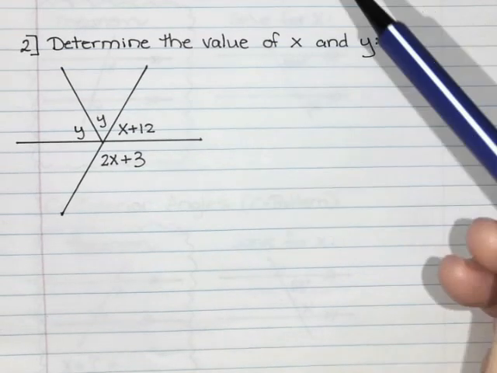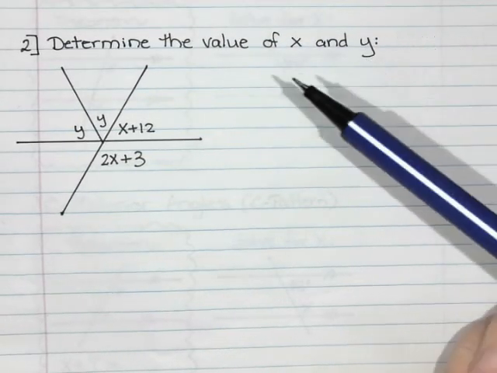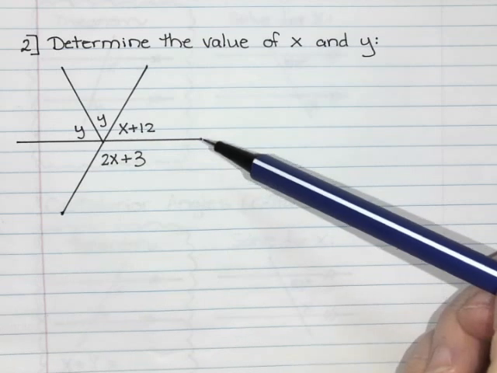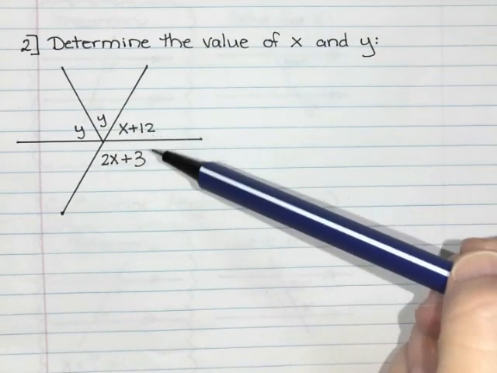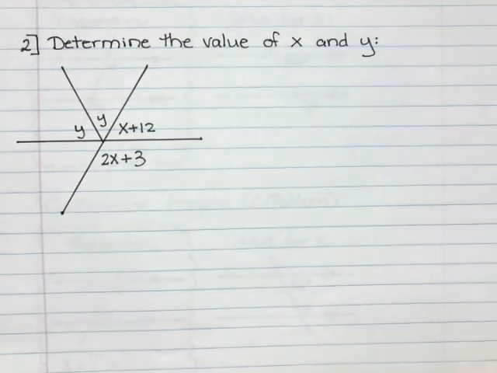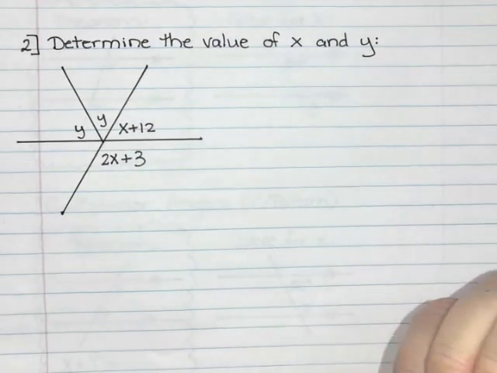Our final example says determine the value of x and y. So I have a diagram and I have a couple of marked angles. I have two that are y, one that's x plus 12, and one that's 2x plus 3. So the first thing I'm wondering is why I have two angles that are marked as the exact same thing.